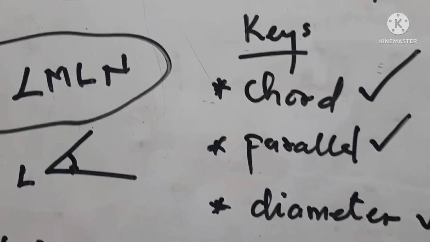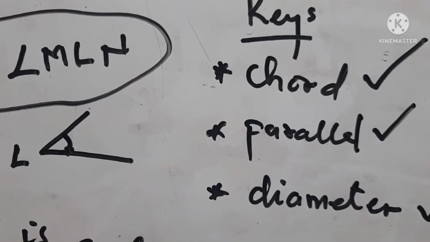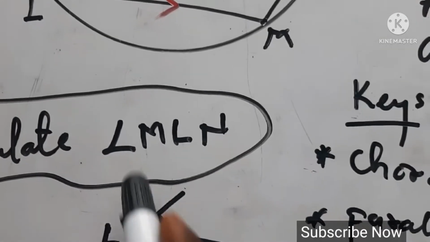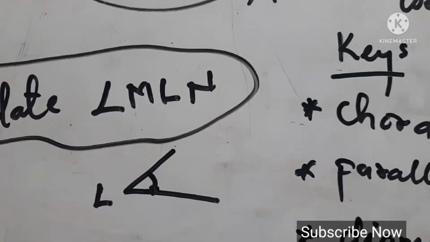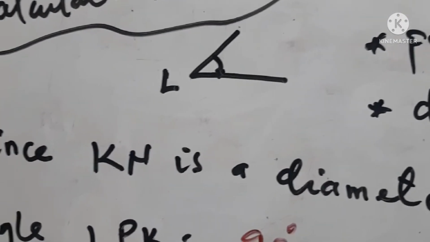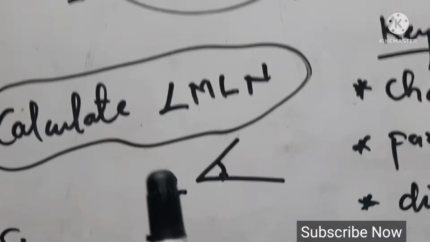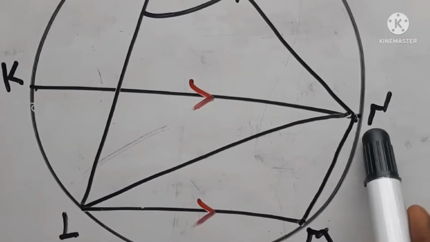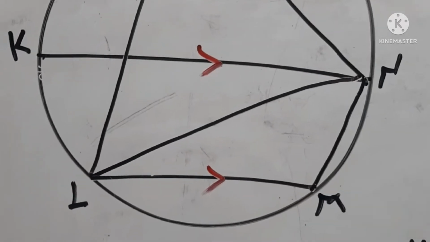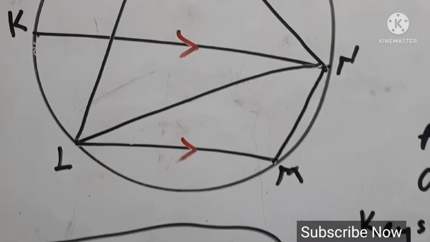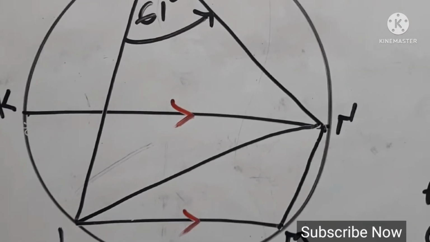Based on the information that we have, we have been asked to find angle MLN. So here's the information. Since KN, this is how you should write your solution. Since KN, this road here, starting from this town to the town N here, we are told that it is a diameter. Is that okay? So the diameter gives us the hint.